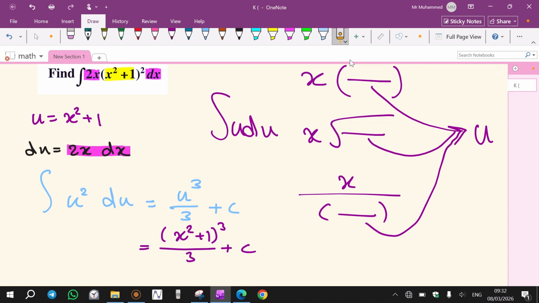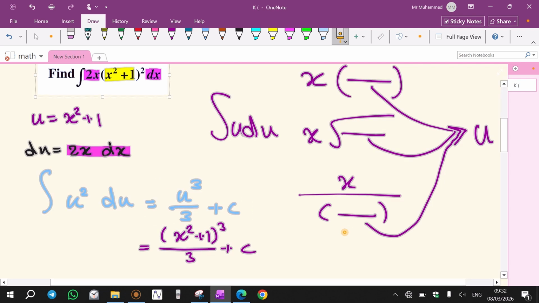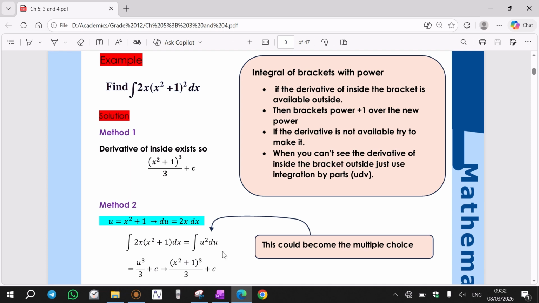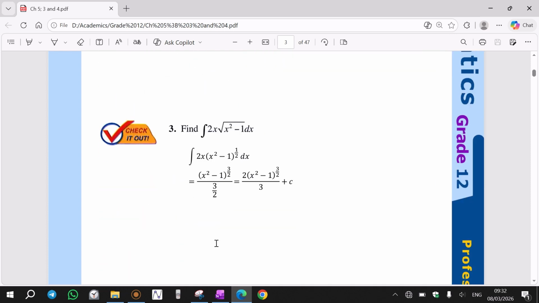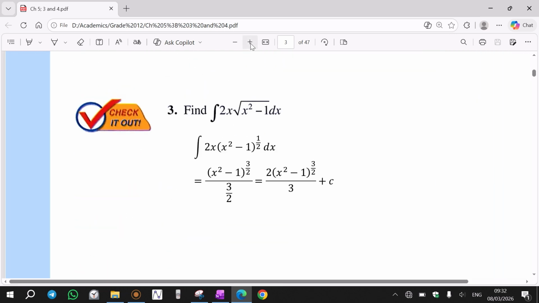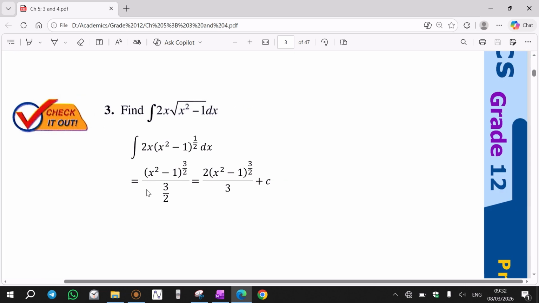Why do we need to know this? Because this could be multiple choice. If you don't know how to do substitution, you might mess up the answer. Or this could be the multiple choice. So be careful. Do not ignore substitution method. Now this example, it's already solved, but I'm going to solve it in terms of u next to it.